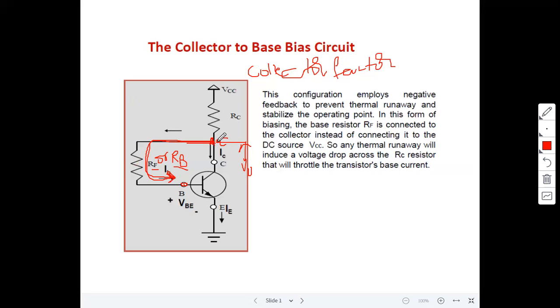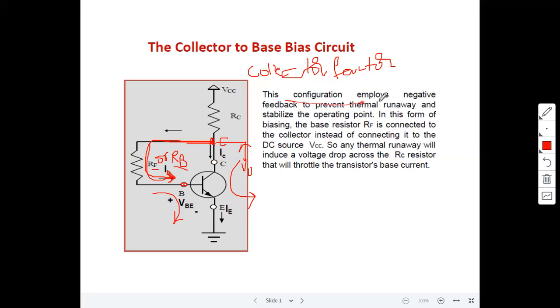Now we have to analyze the circuit. Analyze means we have to find the base current and the output voltage. Once you know the base current, I can easily calculate and derive the collector current expression. Then we can easily draw the DC load line and also find the stability factor.